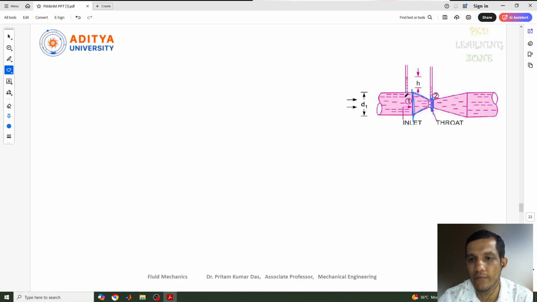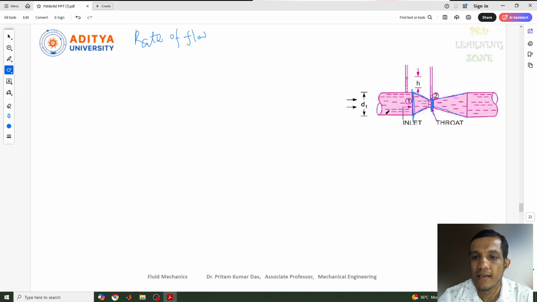That means when the liquid flows in it, the liquid is going to converge here. After that, in the throat part, the liquid flows with some velocity, and after that the pipe diverges again. So here we can see three different parts: convergent, throat, and divergent. This venturimeter, as I told you, is used to measure the rate of flow.